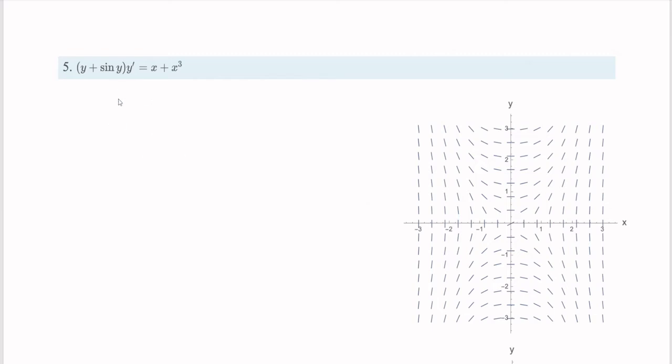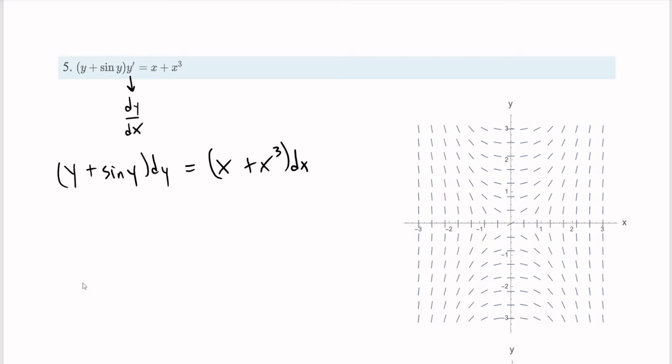This one is not quite in the right form for the original piece, but it's already been almost fully separated out for us for step 2. Look, all the y's on the left, almost all the x's on the right. How do you figure out what's going on? Rewrite this as dy dx. Then you see I've got all these y's, good. I just need to move the dx over. So this is going to end up being y plus sine y dy is equal to x cubed dx.